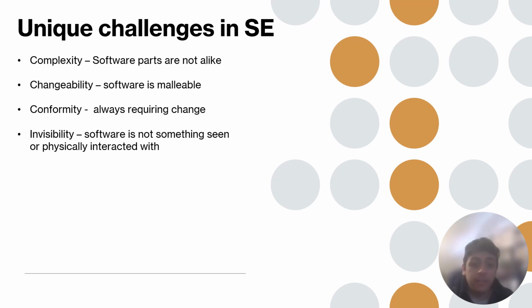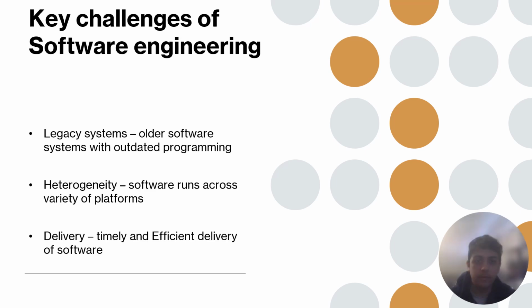Next, we have invisibility. So software is intangible, it can't be seen or physically interacted with in the same way as hardware. This lack of physical presence can make it harder to grasp, manage, and troubleshoot, and it often leads to misunderstandings or miscommunications about its needs or issues. So our next point will be about the key challenges of software engineering.